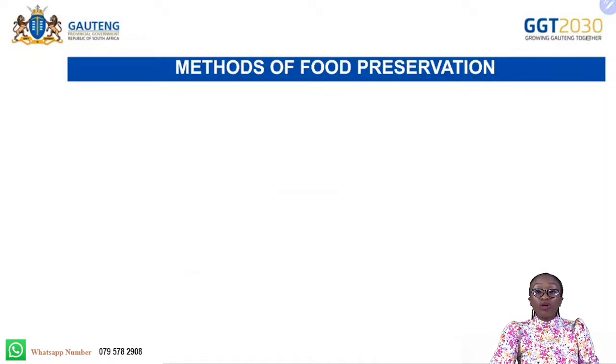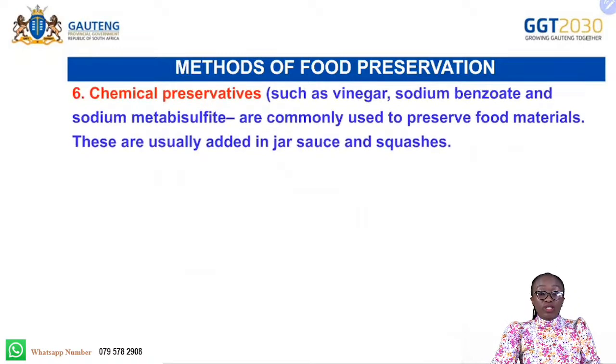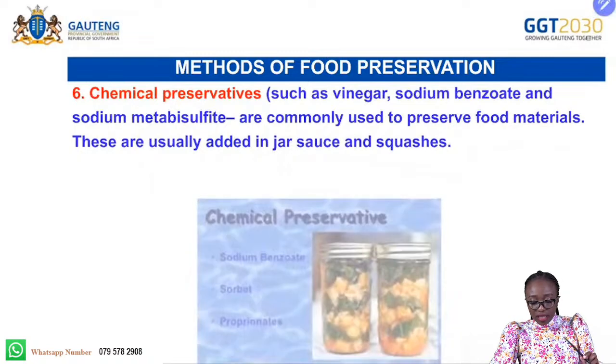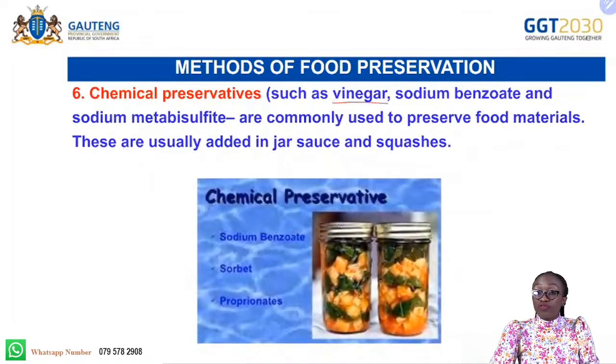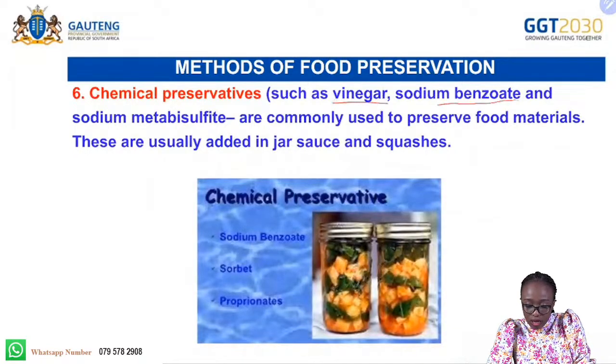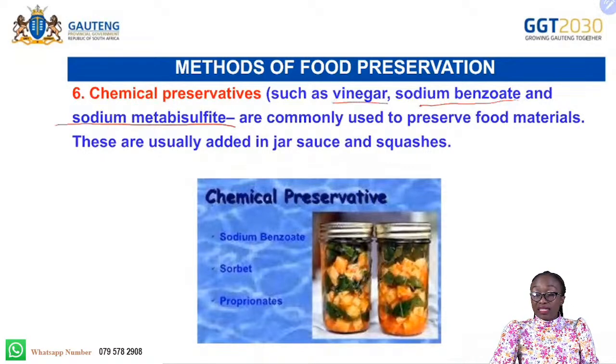And then method number 6 of food preservation. Method number 6 is the use of what are called chemical preservatives. What are these chemicals? Chemicals such as vinegar. I'm sure you've seen vinegar at home. Sodium benzoate and sodium metabisulfite are commonly used to preserve food materials.